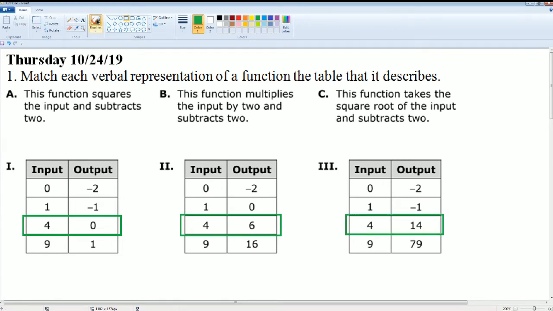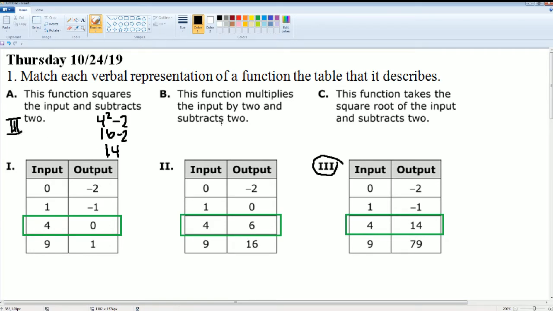Okay, so the function squares the input. So here's my number 4. Let's just write that. And we want to square that and subtract 2. So 4 squared, which is 16, subtract 2. 16 subtract 2 is 14. Which one is 14? Oh, this one. Perfect. So this one is right here. So this is number 3.